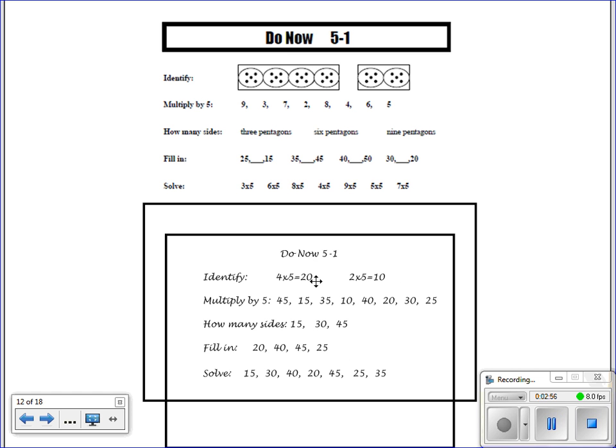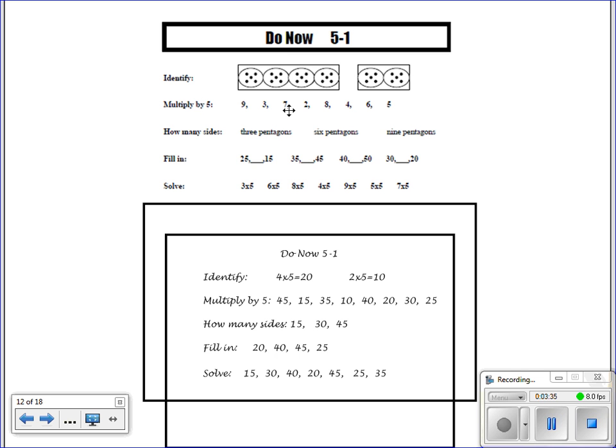This could be used as an in-class activity. This could be used for homework. This could be used verbally. I've had classes where every student is holding one of these sheets and the first student says, do now, 5-1, and they're looking up here. Identify, and then they look at it and they say out loud, 4 times 5, 20. And the next kid looks at this picture and says, 2 times 5, 10. The next kid says, multiply by 5, and then yells out, 45. The next student says 15. Next student says 35. And so that would be done verbally.